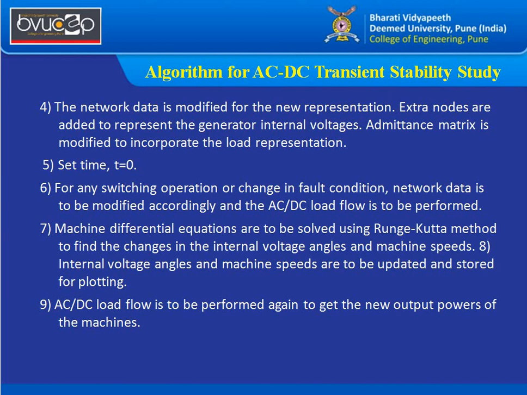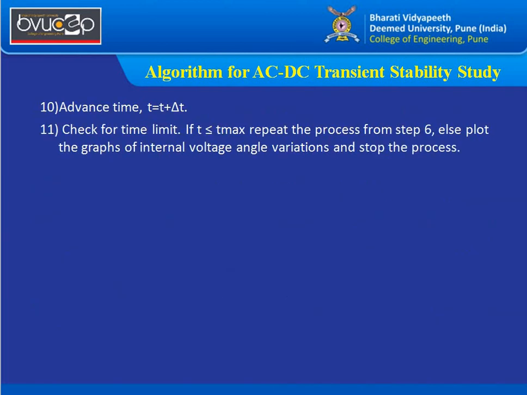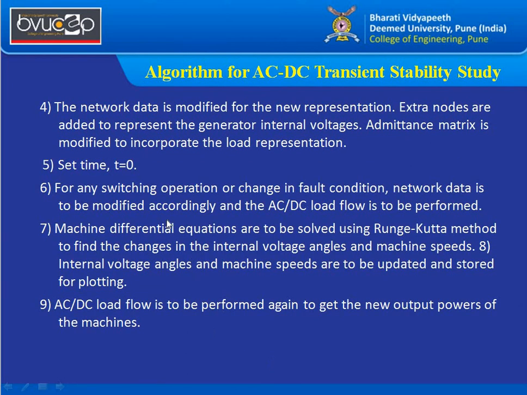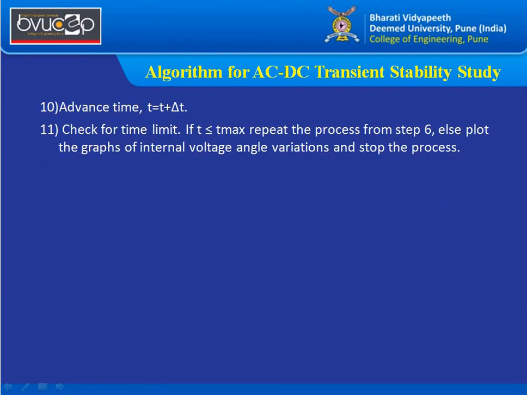So AC/DC load flow is performed again to get the new output of the machines, and then after calculating these values, we are going to have the time change, that is t plus delta t. Check for the limit convergence for time, whether it is within the maximum limit. Repeat the procedure from step 6, which we can see here after the switching operation. Otherwise, plot the graphs of the internal voltage angle and the machine speed and stop the process. From that graph we can calculate the transient stability.